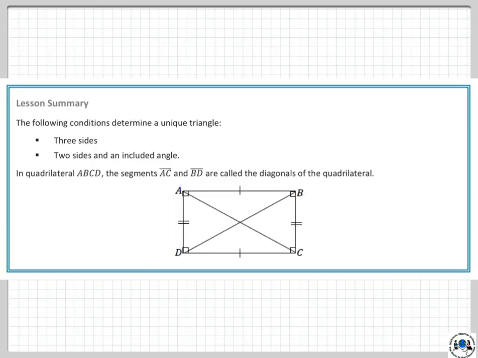So again, in closing, by drawing triangles under the three sides condition and the two sides and an included angle condition, we see that there is only one way to draw triangles under each of these conditions, which determines a unique triangle. Every triangle drawn with knowing the same three side lengths or knowing two side lengths and an included angle will be unique and it will be identical. It's one specific triangle that's being drawn, and you can draw them over and over again, and if you have those conditions met, they will be identical.